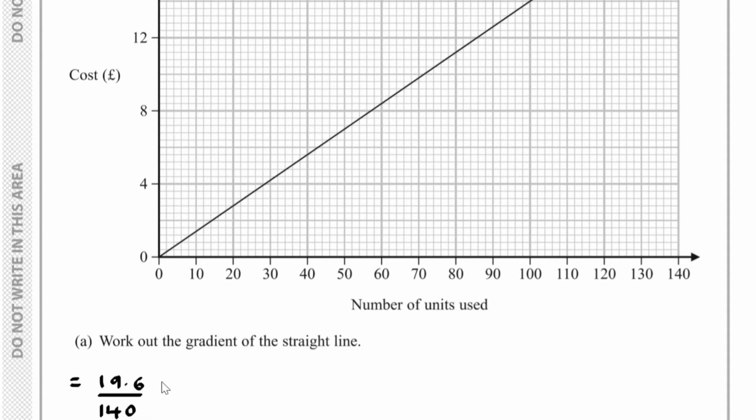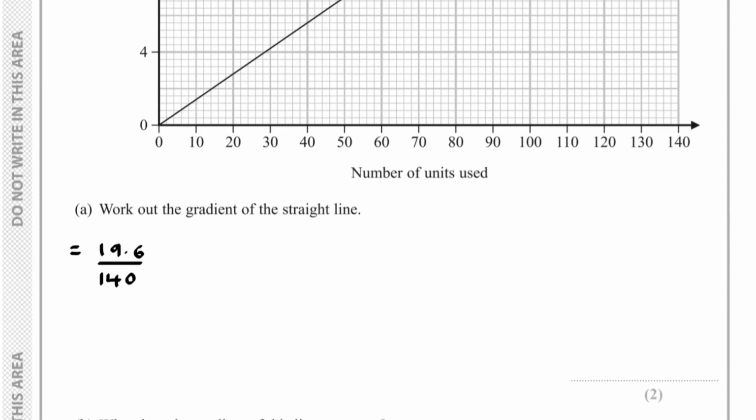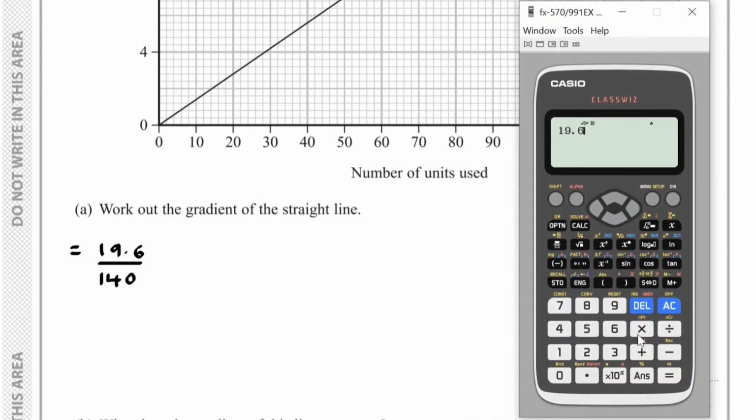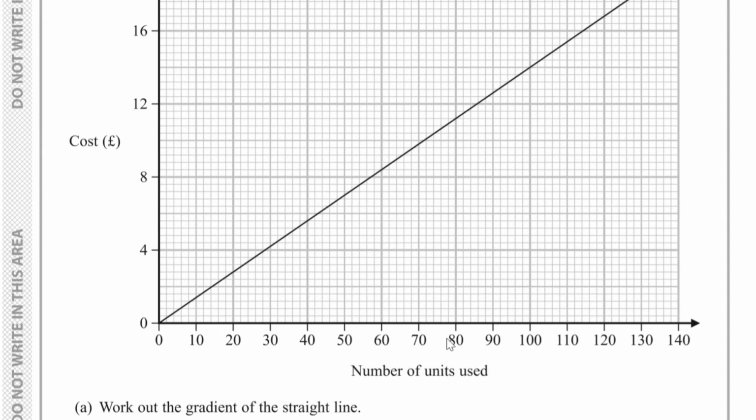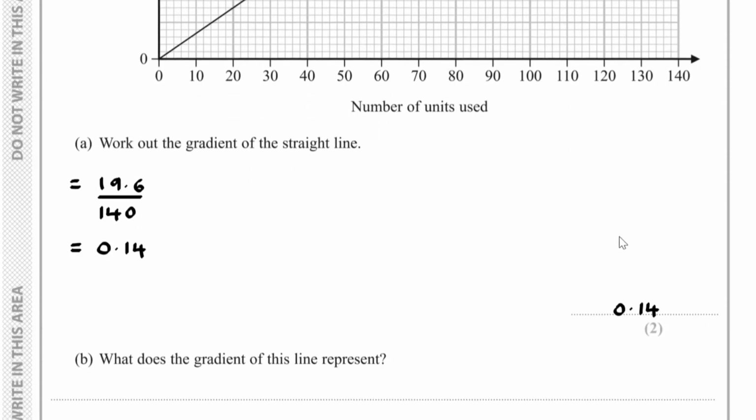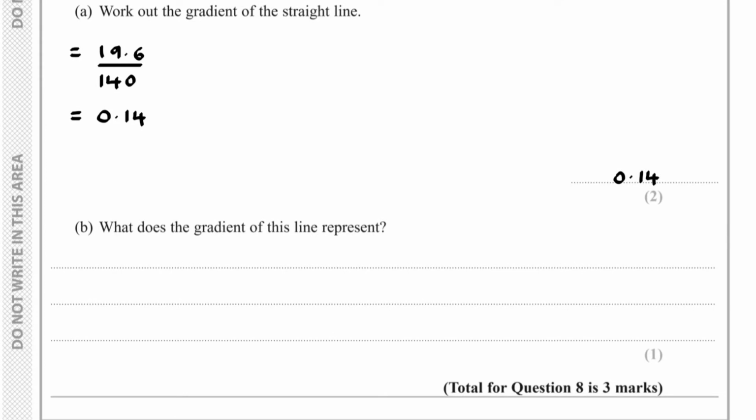So if I work out what this is, 19.6 divided by 140 is 0.14. So the gradient is 0.14. And then for part B, what does the gradient of the line represent? Well, here we've got cost against number of units used, and so the gradient would represent the cost per unit of electricity.